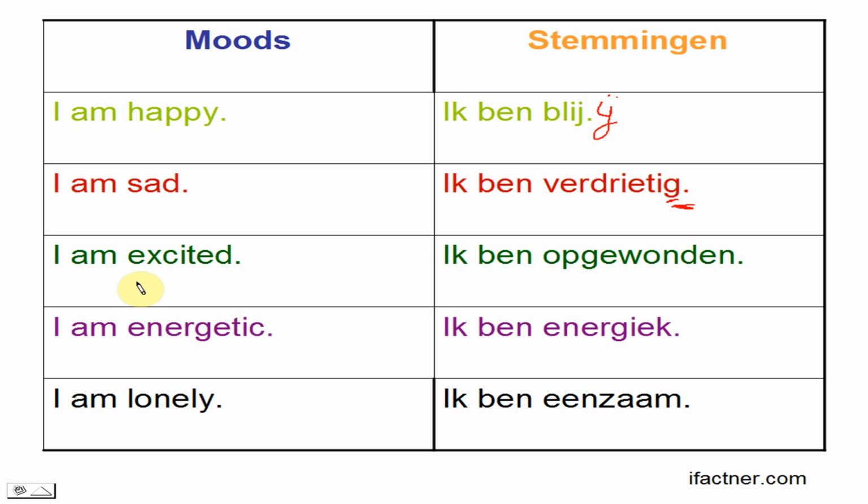I am excited. Ik ben opgewonden. Some people would say it like this: Ik ben opgewonden, in a very soft noise. But some people would say just like in English, opgewonden. It's not gewonden. It's ge. Opgewonden. Ik ben opgewonden. I am excited.